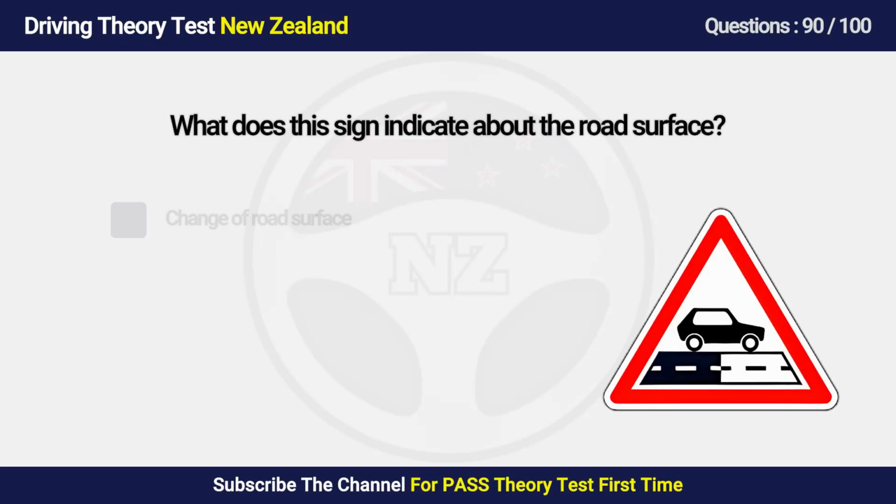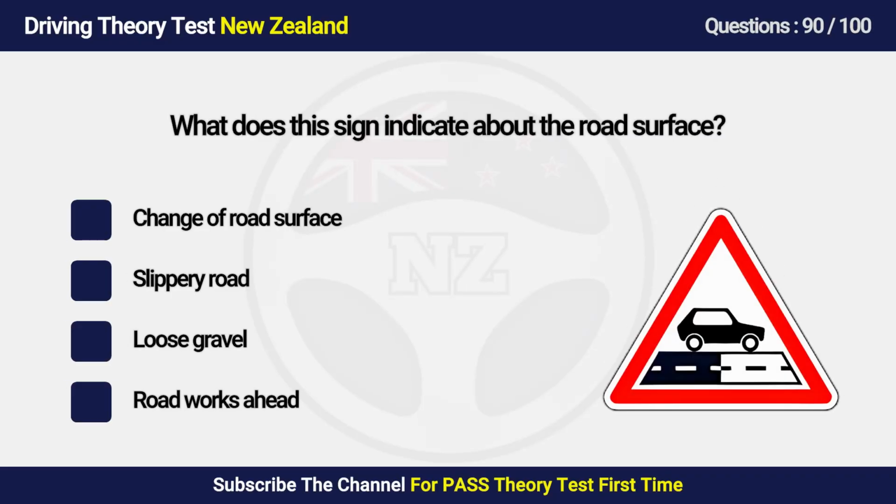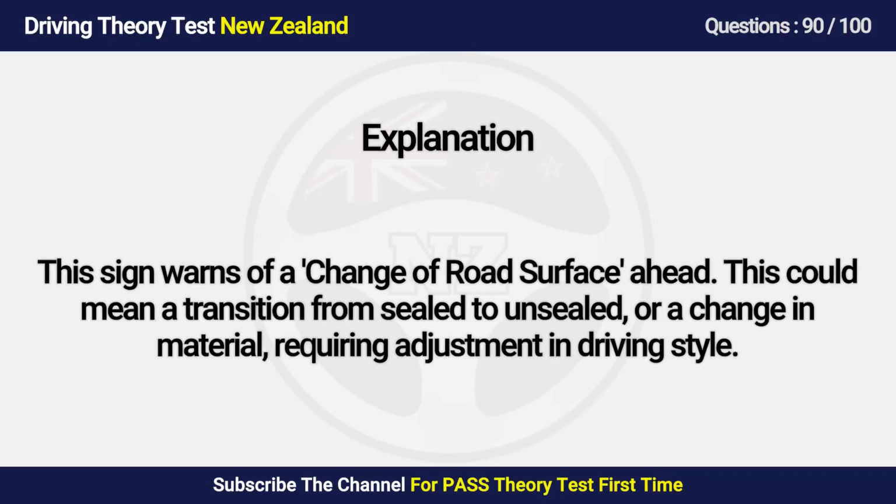Question 90. What does this sign indicate about the road surface? A. Change of road surface. B. Slippery road. C. Loose gravel. D. Road works ahead. Answer is A. Change of road surface. This sign warns of a change of road surface ahead. This could mean a transition from sealed to unsealed, or a change in material, requiring adjustment in driving style.